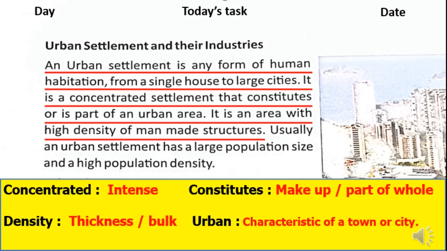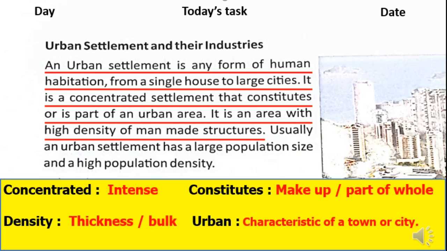An urban settlement is any form of human habitation from a single house to large cities. The urban settlement is a form of human habitation where people live, and it can vary from a single house to a large city. It is a concentrated settlement that constitutes or is a part of an urban area. This is a concentrated, that is, intense settlement which is a part of an urban area.